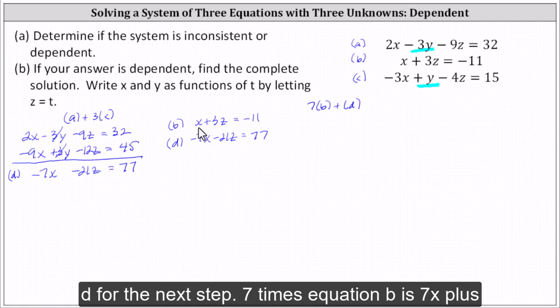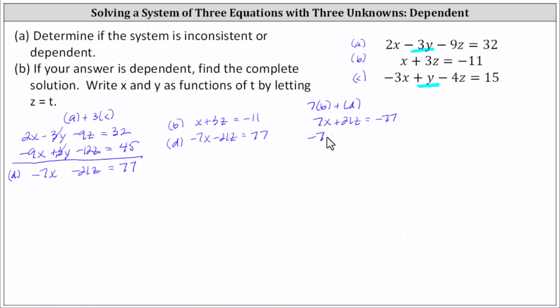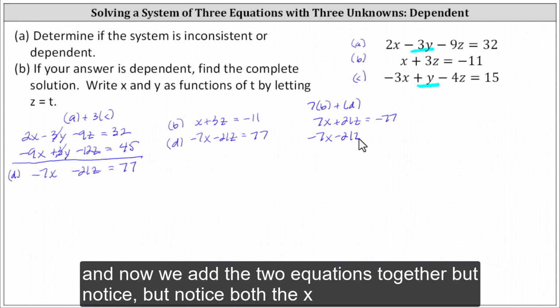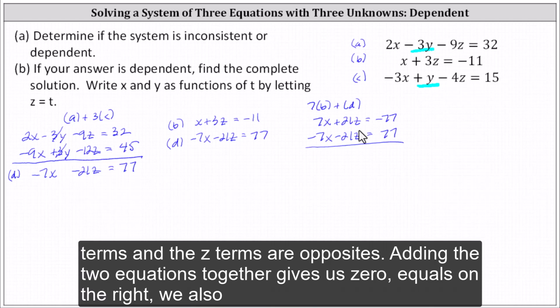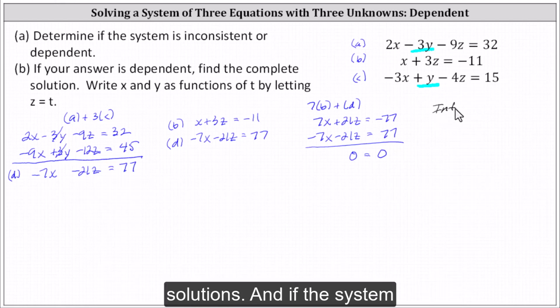7 times equation B is 7x plus 21z equals negative 77. Equation D remains the same. And now we add the two equations together, but notice both the x terms and the z terms are opposites. Adding the two equations together gives us 0 equals, on the right we also have 0. 0 equals 0 is always true, which indicates the system has infinite solutions.